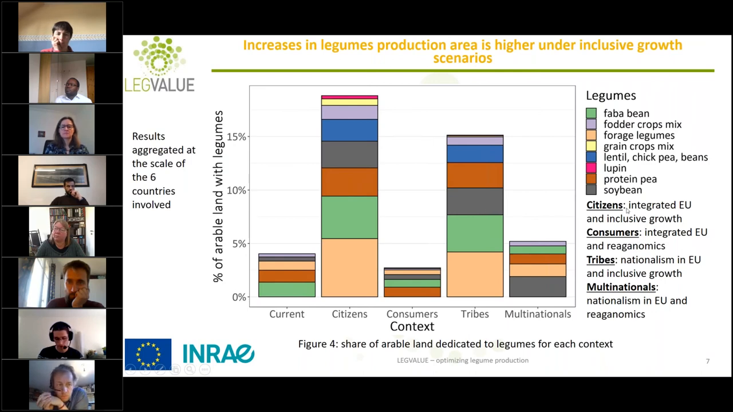Context with trade barriers and little environmental concerns, which is here the multinational one, is not really a suitable context for legume development. It increases a little, and the development is mainly driven by soybean in this case. In the end, the consumer context is not favorable at all for legume development. In fact, we even decrease the share of arable land dedicated to legume. As a reminder, in this context, we have free trade and no environmental concern at all.